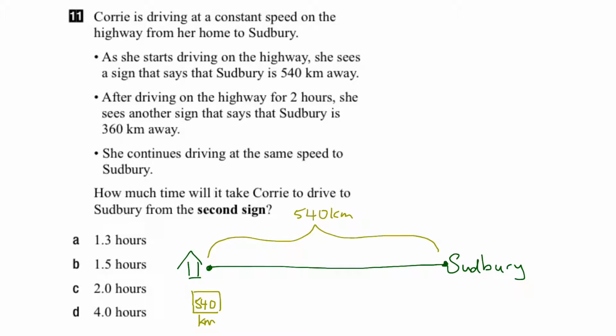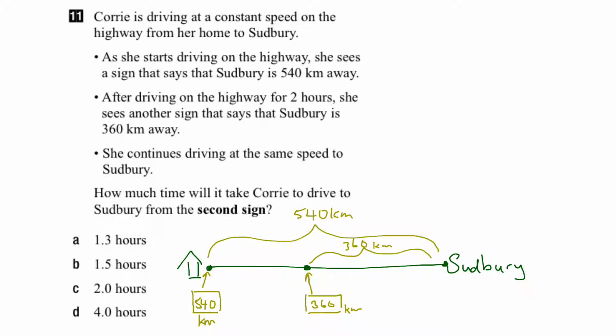Then we're given that after 2 hours, she sees another sign that says that Sudbury is 360 kilometers away. And we could say the sign was about there. So as soon as she starts driving, the sign says Sudbury's 540 kilometers away. After 2 hours, the sign says Sudbury's 360 kilometers away. That means the distance from the second sign to Sudbury is 360 kilometers.